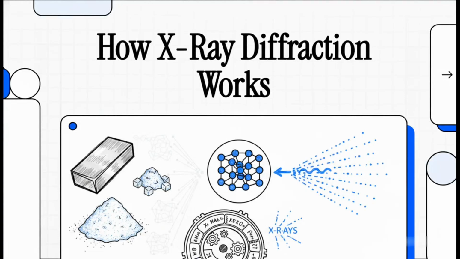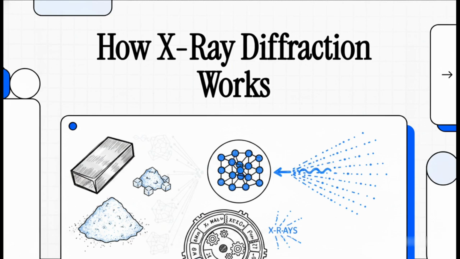Imagine looking at a piece of metal, a grain of salt, or even a complex pharmaceutical powder. To the naked eye, they just look like solid, everyday objects. But deep down at the microscopic level, there is this hidden, incredibly organized language of atoms. It's literally a structural code that defines everything about how that material behaves in the real world.